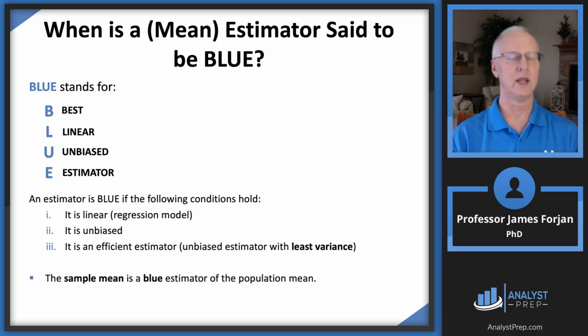The sample mean is the BLUE estimator of the population mean. So whatever we got on our kitchen table, what did I say earlier? 5 seeds was our average. That's our BLUE estimator of the population mean.